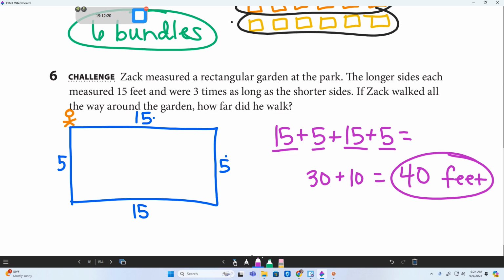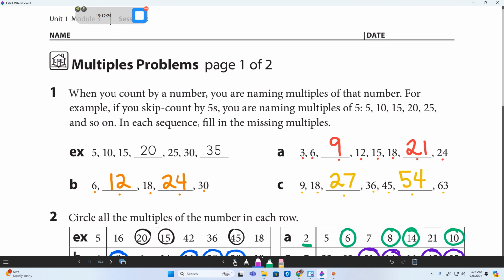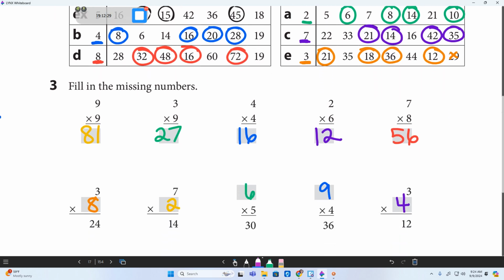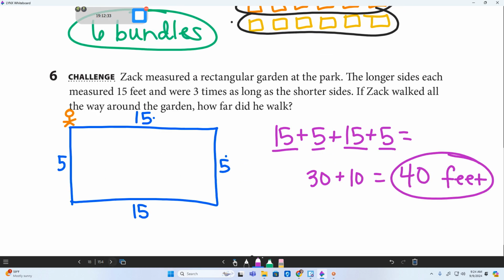All right, let me show you all the answers, starting with page 13. Here we go. And page 14.